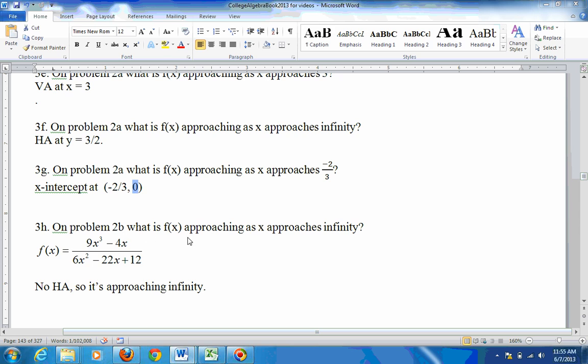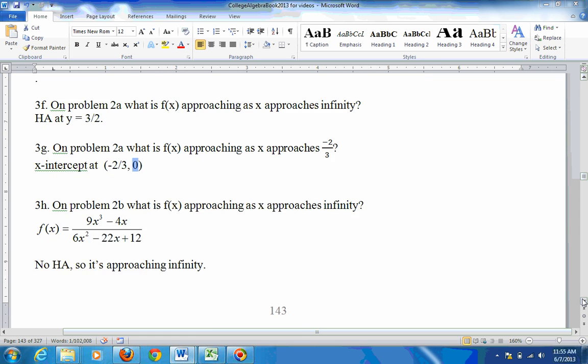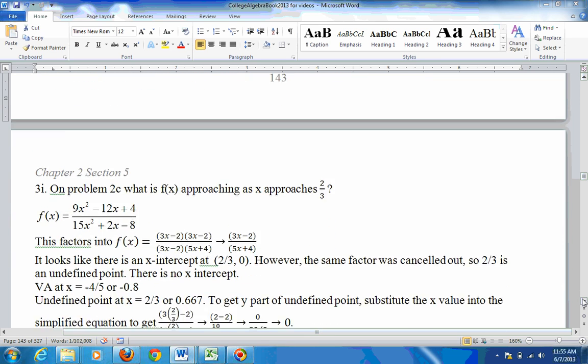On problem 2b, what is f of x approaching as x approaches infinity? So this is a horizontal asymptote question, and on that problem we had no horizontal asymptote because the power of the numerator was bigger than the power of the denominator. Since there was no horizontal asymptote, it's approaching infinity. It just keeps on going up. It doesn't flatline. So that was 3h.